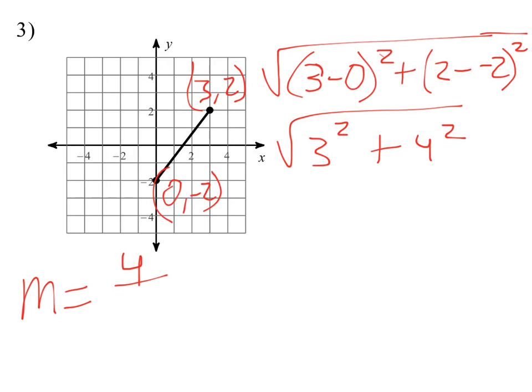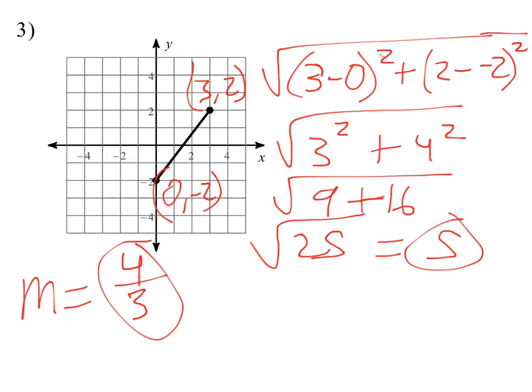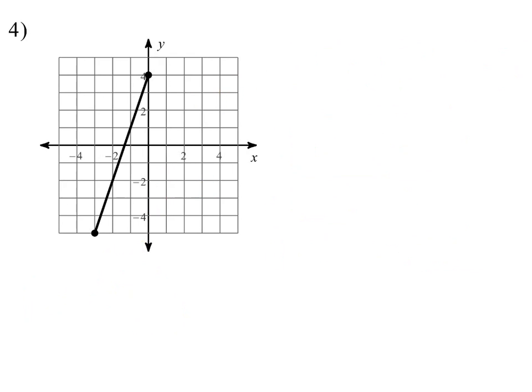The 4 is the run part, and the 3 is the rise part. Oh, no, sorry. The 4 is the rise part, 3 is the run part. Anyway, it gives you 4/3. And when you square those, you'll get 9 and 16. And when you add those together, you get 25. And the square root of 25 gives you 5. So we have 5 and then 4/3. That brings us to 4.